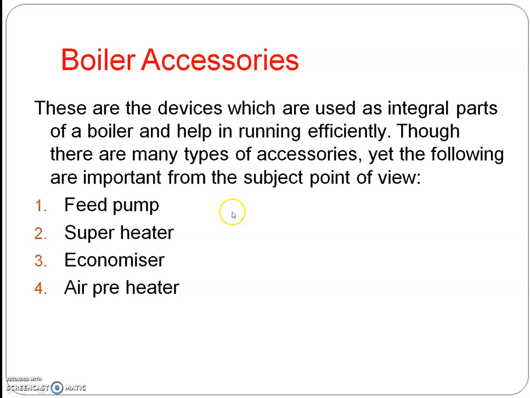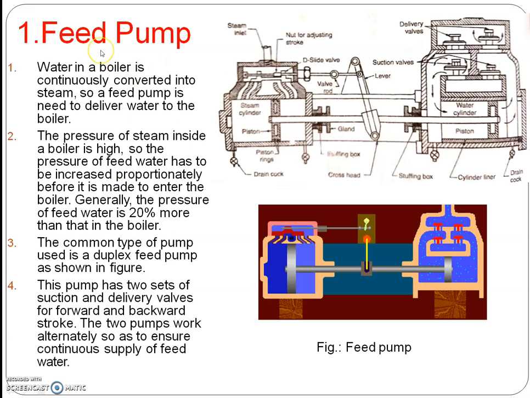We have to increase the efficiency of the boiler. We use these types of accessories to improve the efficiency: feed pump, superheater, economizer and air preheater. In the next slide, we will discuss the feed pump.